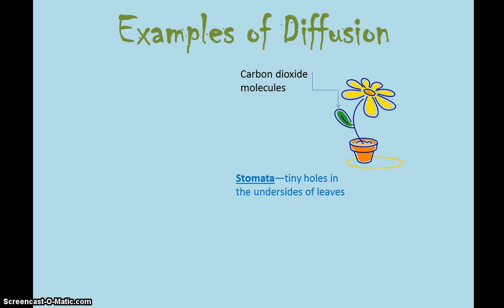Another example would be plants. So plants need to take in carbon dioxide and give off oxygen. They're able to do that because they have stomata, little tiny holes in the undersides of their leaves. When the concentration of carbon dioxide molecules is higher outside of the leaf than inside of the leaf, those carbon dioxide molecules will move from high concentration to lower concentration into the leaf, which allows for photosynthesis to occur.